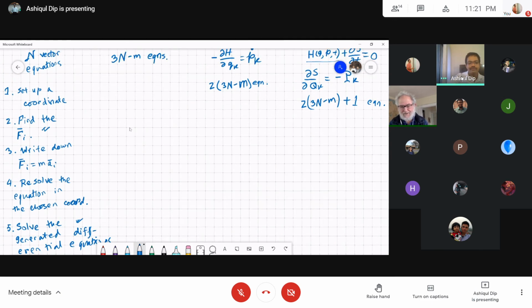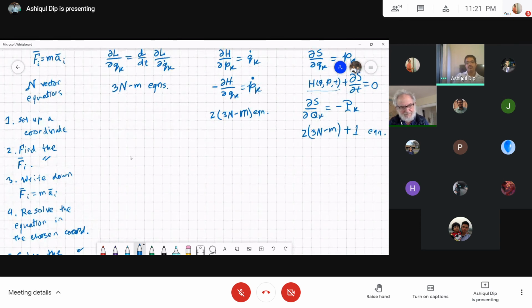So now, what are the steps to do the same problem in Lagrangian mechanics? The first step is set up a coordinate, same as before. You could set Cartesian, but you need to choose the coordinate according to the symmetry of the problem, right? Your problem should demand a specific kind of coordinates, so you need to choose. So set up a coordinate.